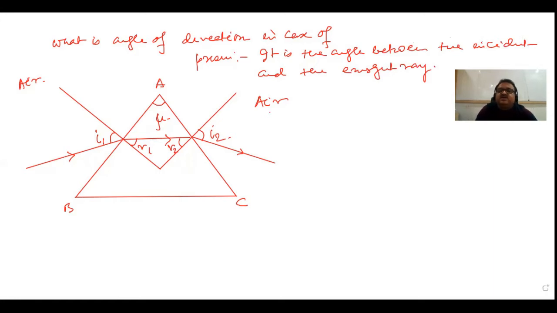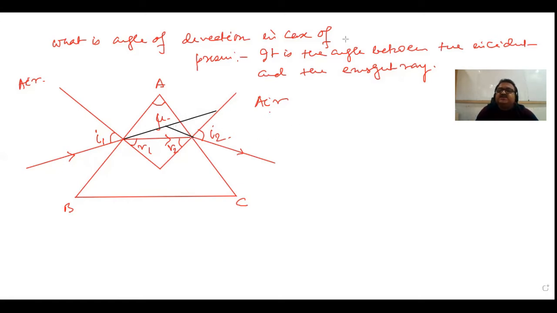So what I'm doing here, I'm extending this normal, correct? But in order to show the extension, instead of using the same red color, I'm using black color, so that it means that is not the actual ray, that is the extension of the ray, correct? Similarly, I'm doing this for the emergent ray also, correct? Look at this.